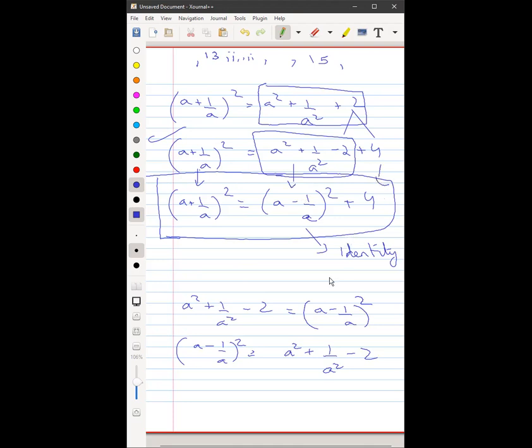And plus. Yes, sir, I know that. But first it was minus 2 plus 4. Yeah, so minus 2 and plus 4. Now, a square plus 1 upon a square minus 2 we compiled into a minus 1 upon a, the whole thing square. And plus 4 we wrote down. Okay. Right? Yes, Ishan? So this identity is derived from a plus 1 upon a whole square minus a minus 1 upon a whole square is equal to 4. Yeah, so either you write it that way or you can derive it this way.